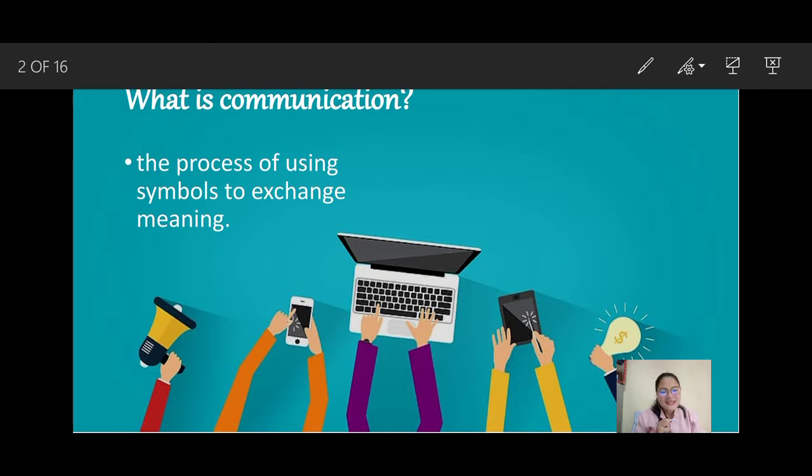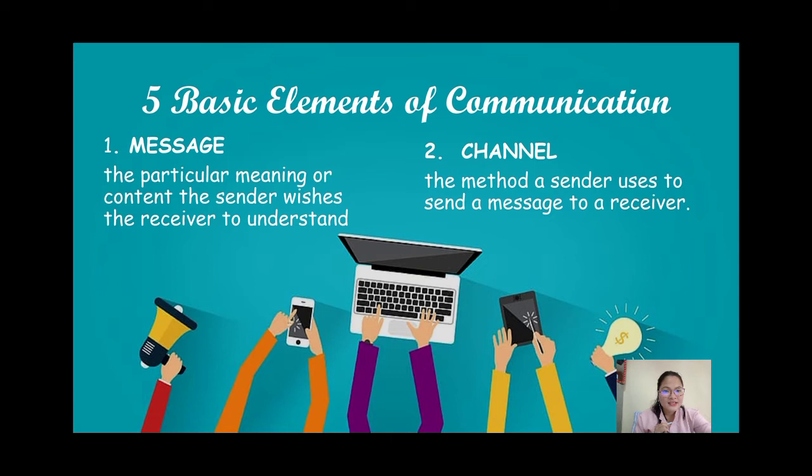So now, let us adopt a simple definition, the simplest definition there is. Communication is the process of using symbols to exchange meaning so that you and me can understand each other better. Next, what are the basic elements of communication? There are actually 5 of them, namely message, channel, noise, feedback, and context. Let me expound on each of them one by one. Let's start with message.